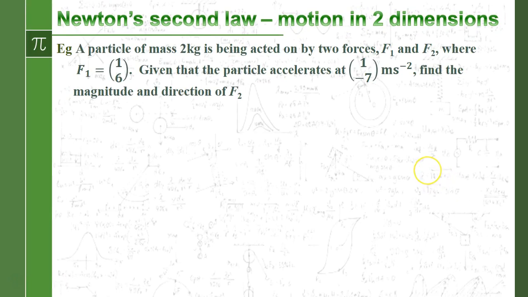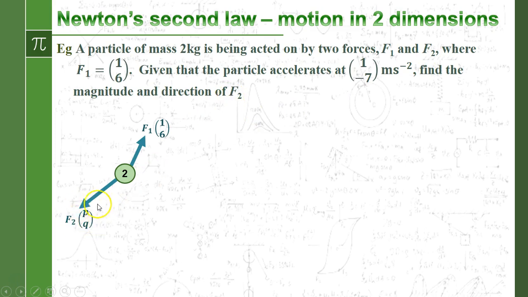On we go, last example, and this is exactly the same thing, but just done using vectors. So we can still use our force equals mass times acceleration using vectors, because acceleration is also a vector quantity. So here's our object of mass 2 kilograms. We've got our one force going that way, we've got our other force going that way. We're told F2, that's the thing we need to find.